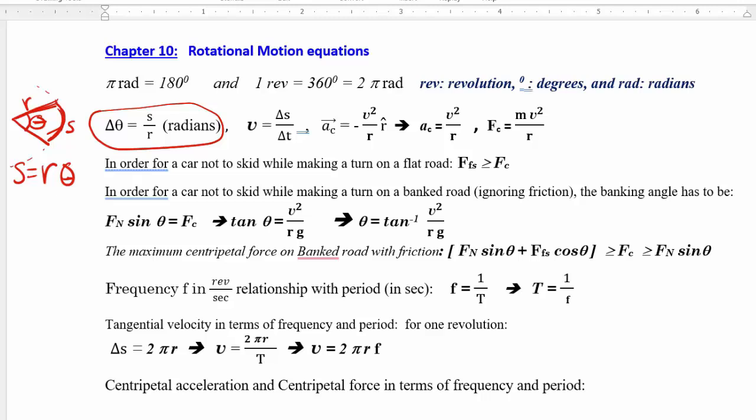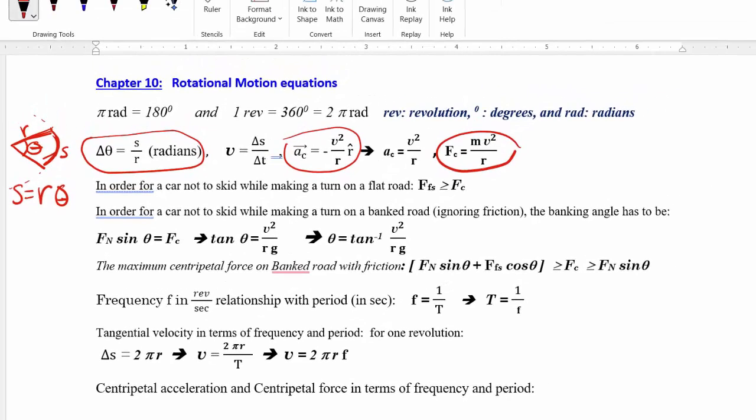Now, any object in circular motion has centripetal acceleration that keeps it in circular motion. And of course, this centripetal acceleration is related to the centripetal force, because we know objects at rest tend to stay at rest, while objects in motion tend to continue moving in a straight line. That's Newton's first law. Objects in motion tend to move with a constant velocity, meaning constant speed and constant direction.